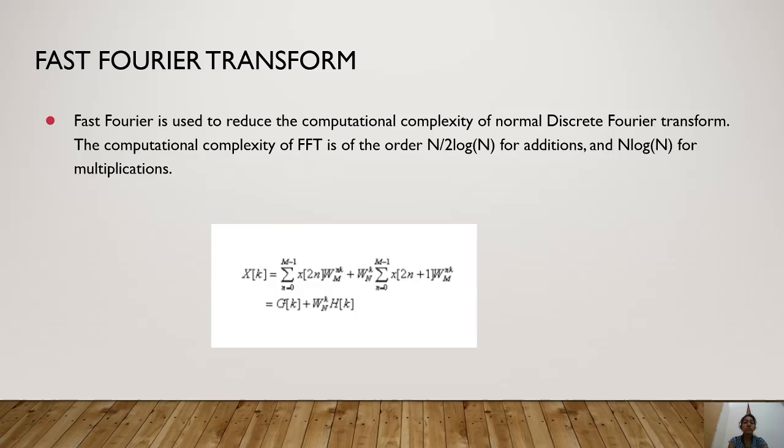So the equation is, actually we have to do a bit of derivation, and finally we get G of k plus W N to the power k into H of k. Your W N is nothing but e power minus 2 pi j by N. So this is the equation for the fast Fourier transform.